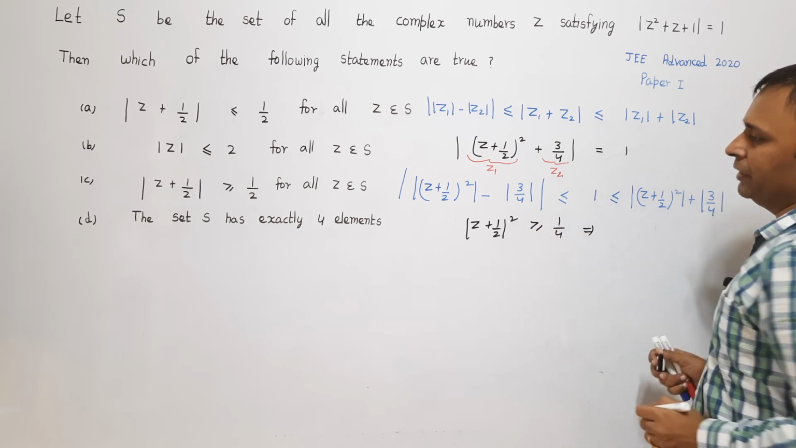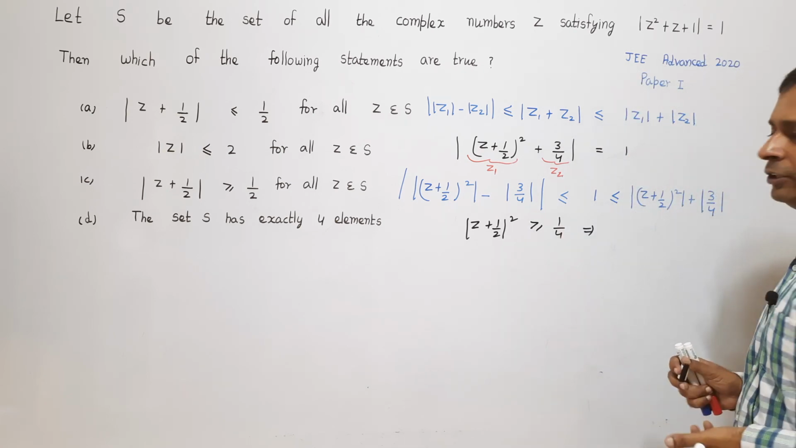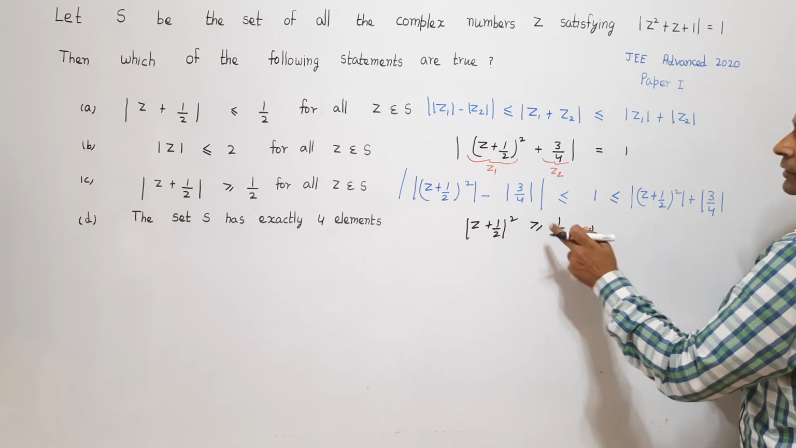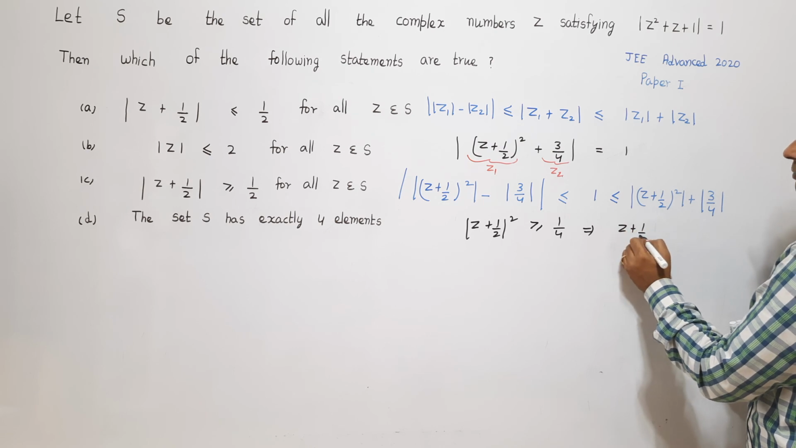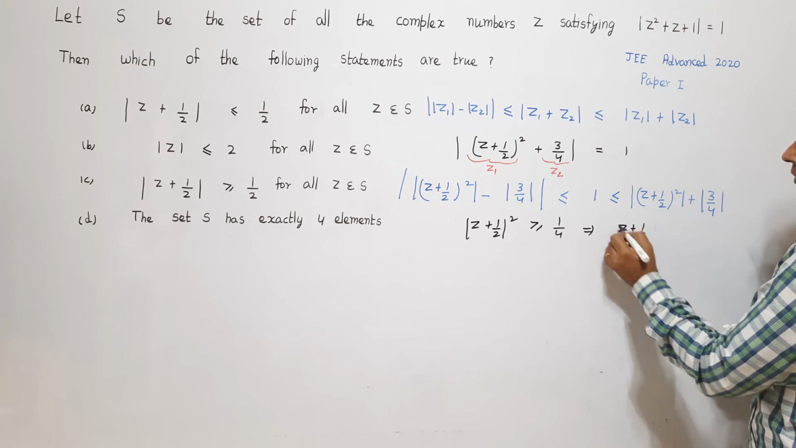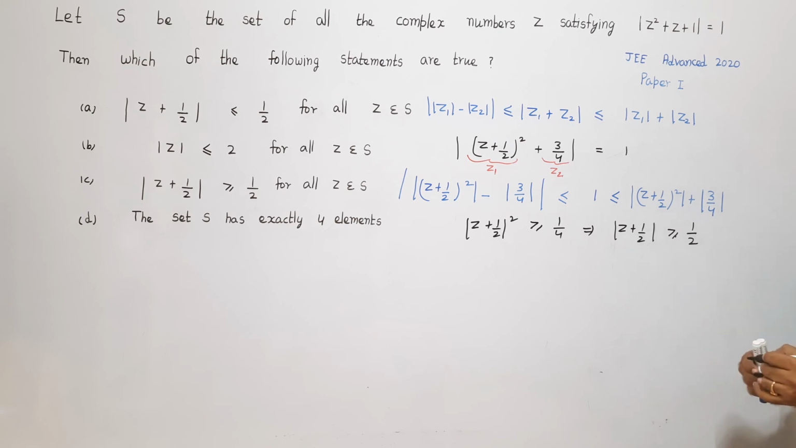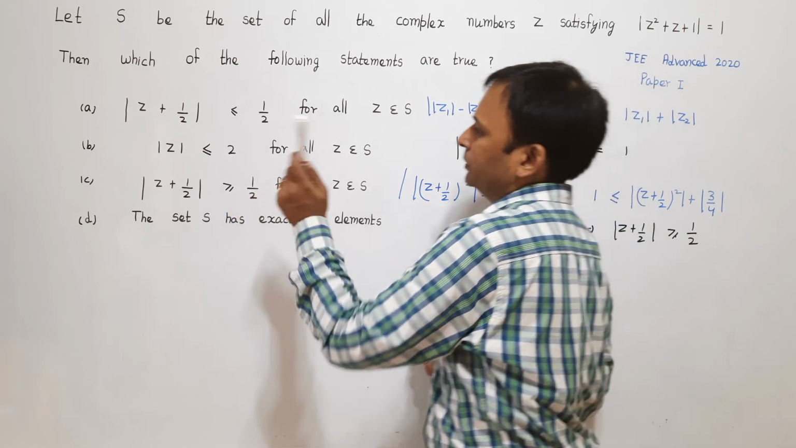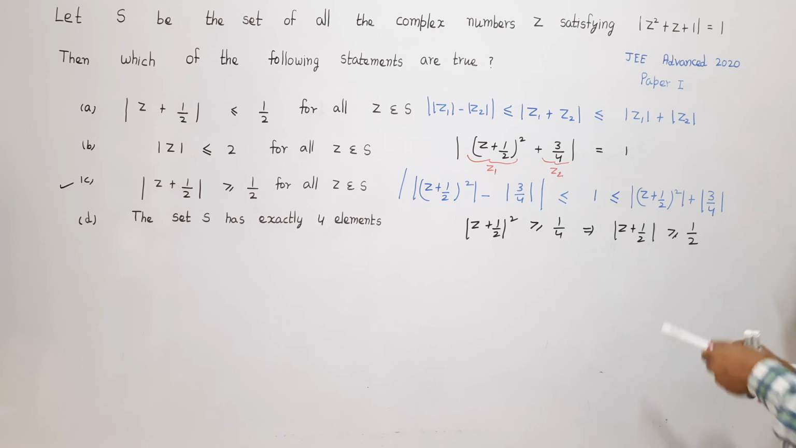So from here, if I take the square root, because both the sides are positive, taking square root is permitted. So taking a square root in both the sides, what I get is Z plus 1 by 2 mod is always greater than or equal to 1 by 2. This is always greater than or equal to 1 by 2, which is matching with the option C. So my option C will be the correct answer. So this gives me the option C as the right answer.